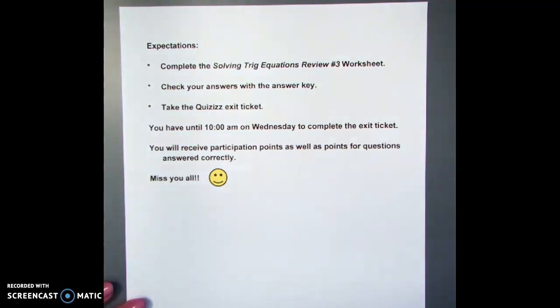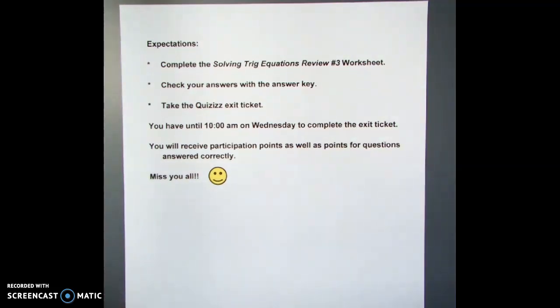You're going to check your answers with the answer key. You're going to take the quizzes exit ticket just like we've been doing for the past week. You're going to have it until 10 o'clock tomorrow morning to complete the exit ticket. And again, you're going to receive participation points as well as points for answered correctly on the quizzes.